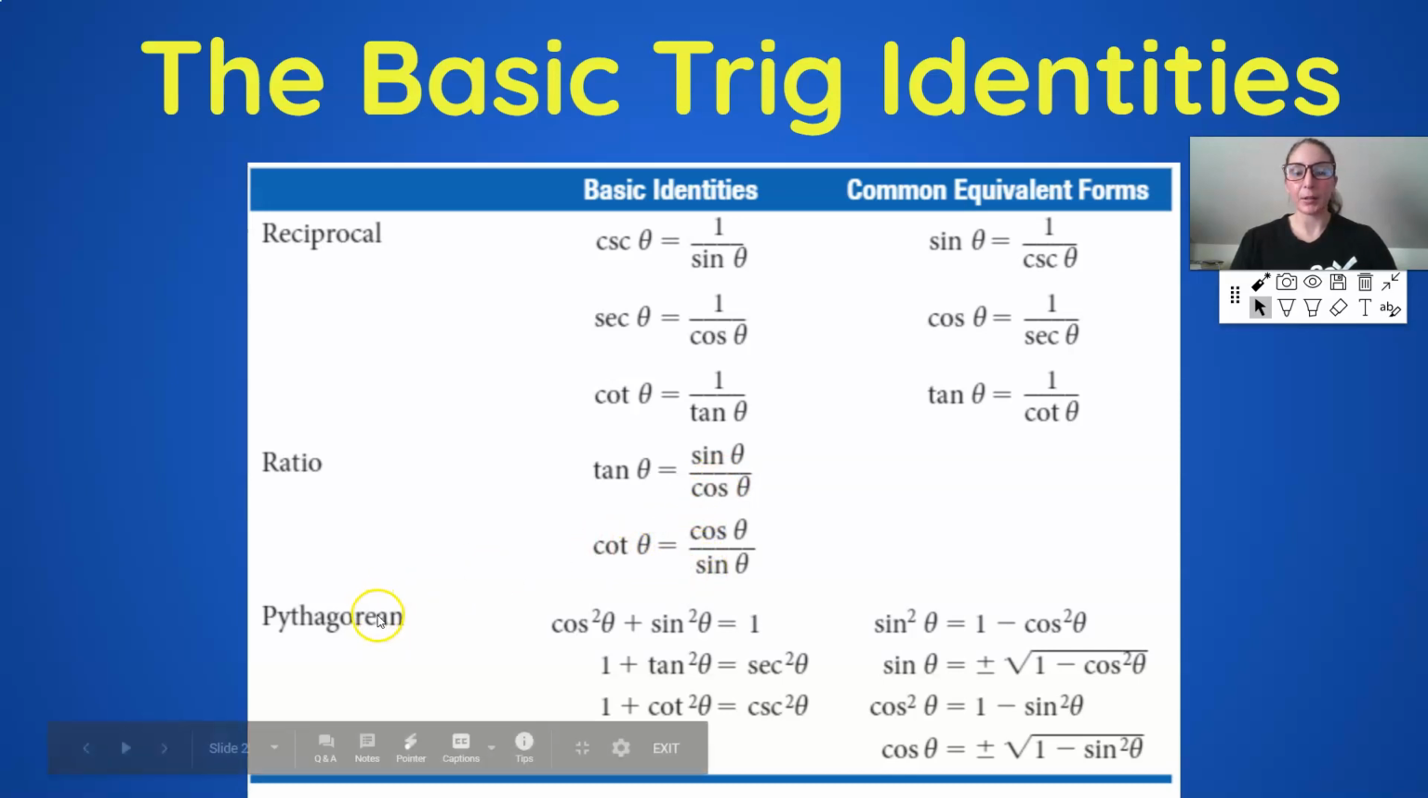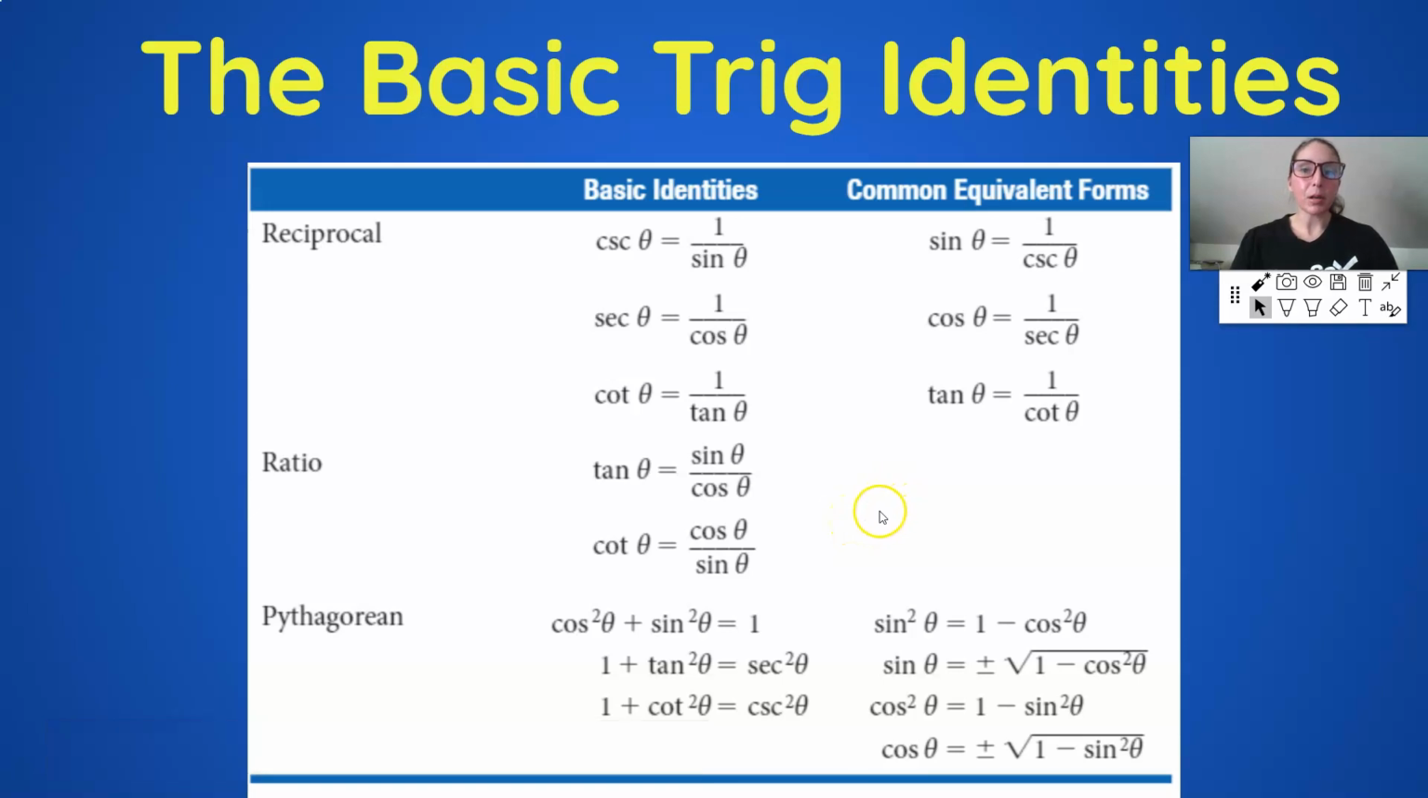And then we have the Pythagorean identities. The main one being cosine squared plus sine squared equals 1. So some equivalent forms that you'll see here: sine squared equals 1 minus cosine squared, or cosine squared equals 1 minus sine squared. And from that we can derive, well, if we square rooted both sides, we could also get a relationship for sine. Same thing here, if we square rooted both sides, we could also get a relationship for cosine. And then we also have 1 plus tangent squared equals secant squared, and 1 plus cotangent squared equals cosecant squared.